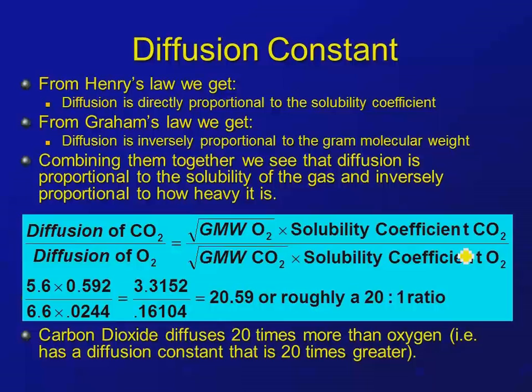Let me say that again. Henry's law talks about dissolving into the liquid, Graham's law about the gas moving through the liquid. Taken together, the net effect is that CO2 is 20 times more diffusible than oxygen. This is why there's only a 6 torr difference in carbon dioxide versus a 60 torr difference for oxygen. Venous PO2 of 40, arterial PO2 of 100, 60 torr difference. Venous CO2 of 46, arterial of 40, 6 torr difference. Why? Because CO2 is more diffusible.